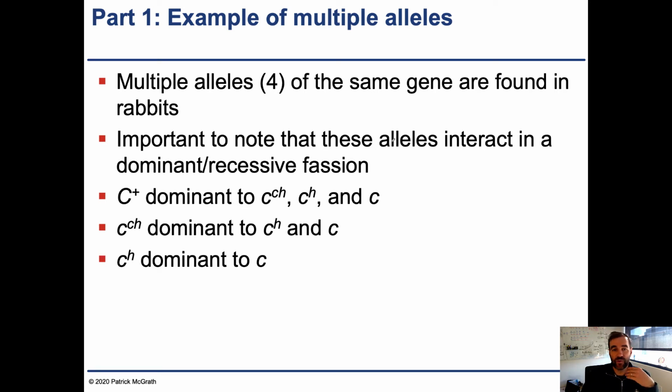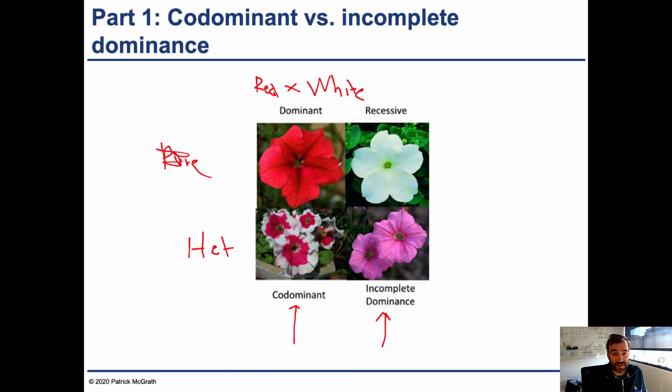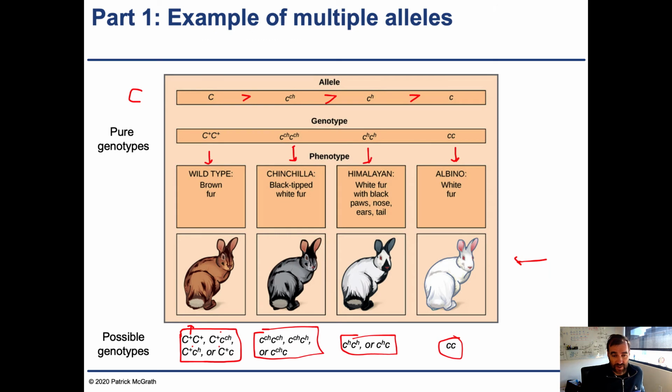This is an example where there are four alleles of the same gene, and they interact in a dominant recessive fashion. So this is not an instance of codominance or incomplete dominance. You might want to say that, oh, this is a mixture, Himalayan is a mixture between chinchilla and albino. This is not the case.